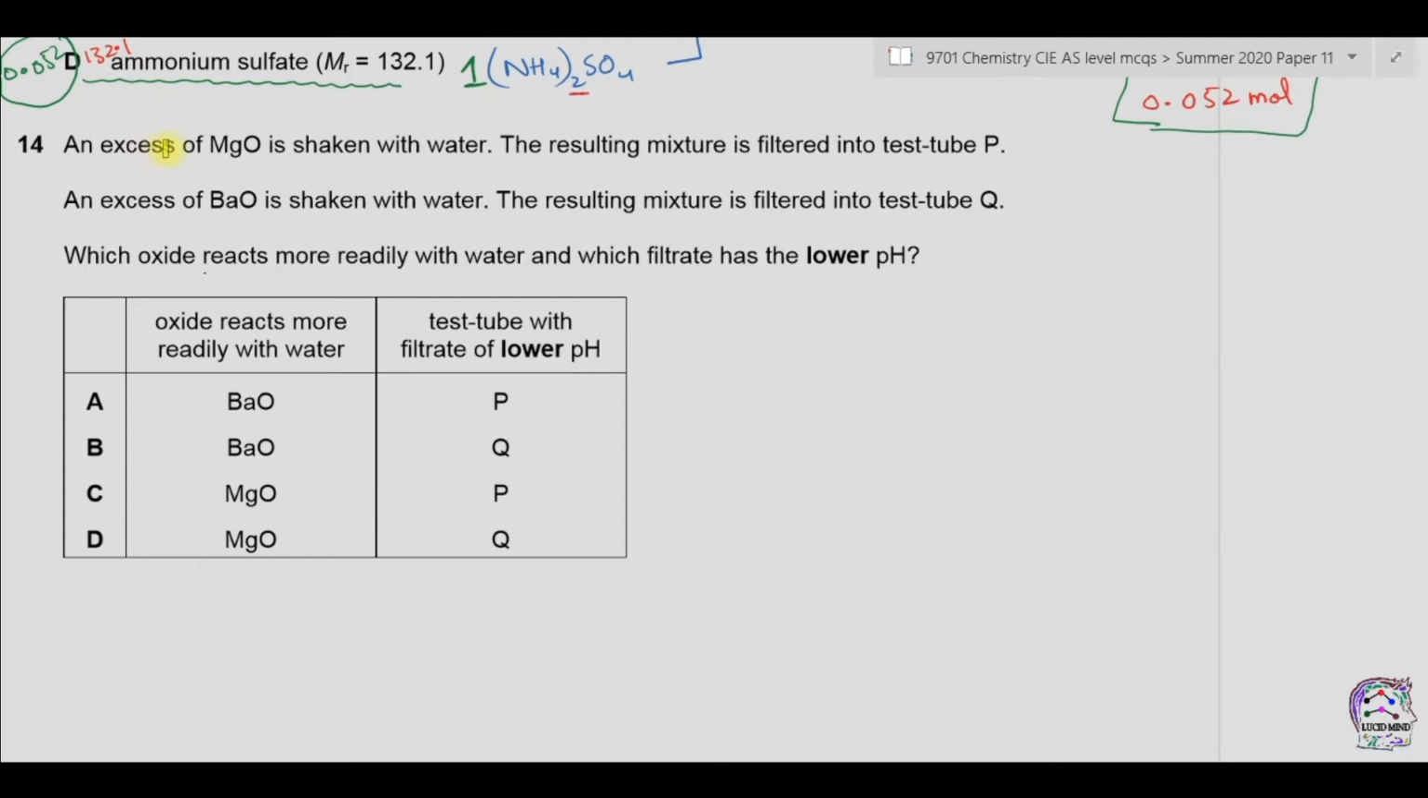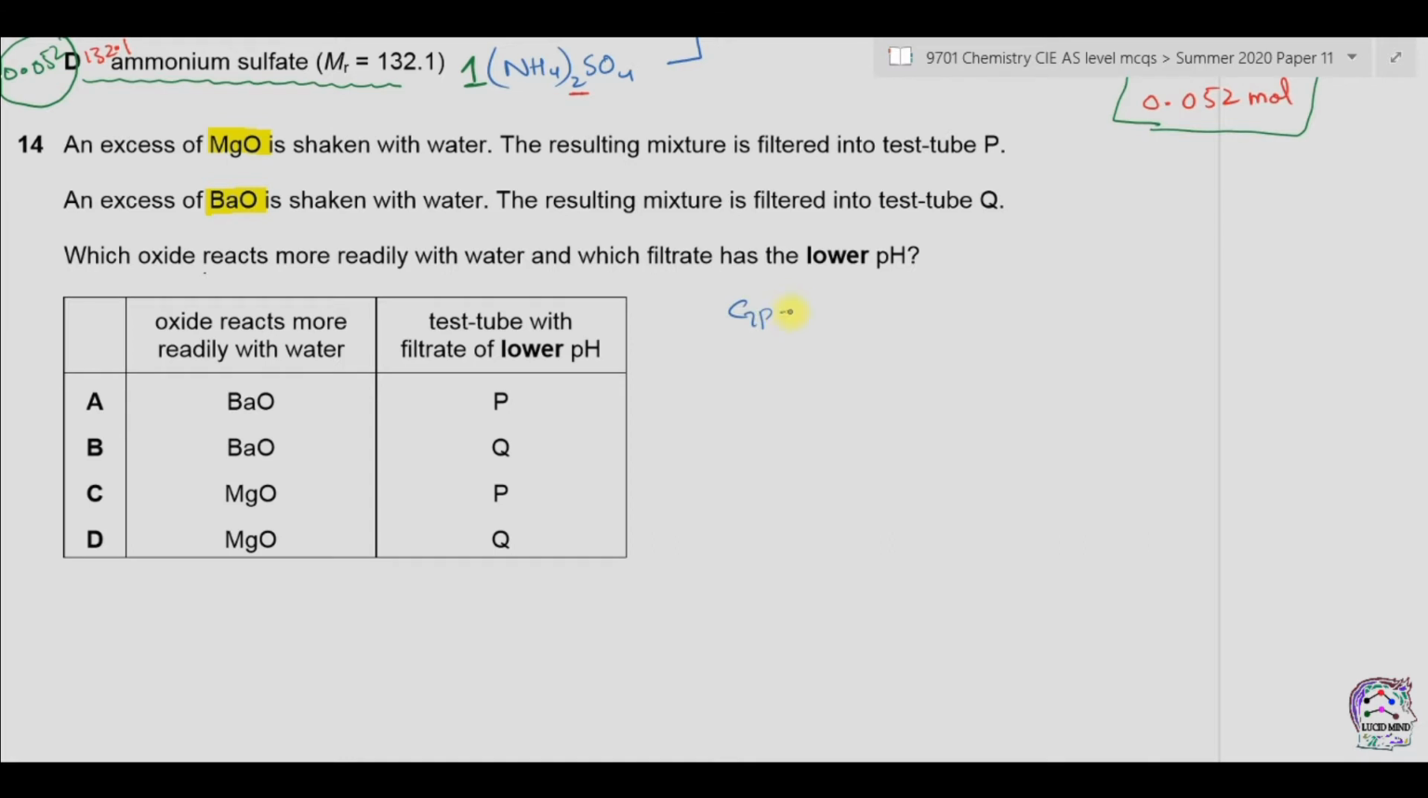Question 14. An excess of magnesium oxide is shaken with water. The resulting mixture is filtered into test tube P. An excess of barium oxide is shaken with water and the resulting mixture is filtered into test tube Q. So we have two test tubes. One is of magnesium oxide with water. Second is of barium oxide with water. Which oxide reacts more readily with water and which filtrate has the lower pH?